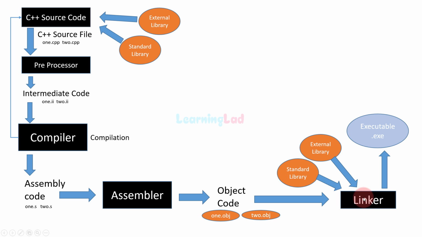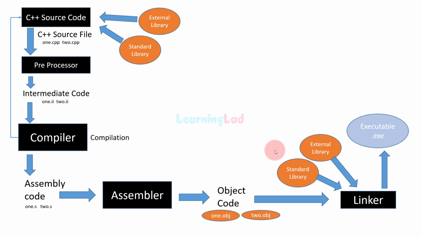So the linker will link all those object files and it will generate the executable file. And this process of linking all these object files together and generating the executable file is called the linking process. Now during this stage, if the linker can't find a library which you have used in the source code, then it will generate an error saying that it can't find that library.